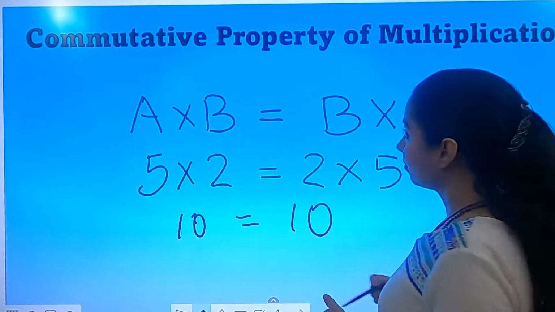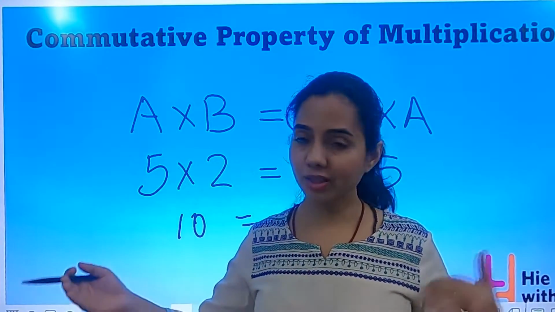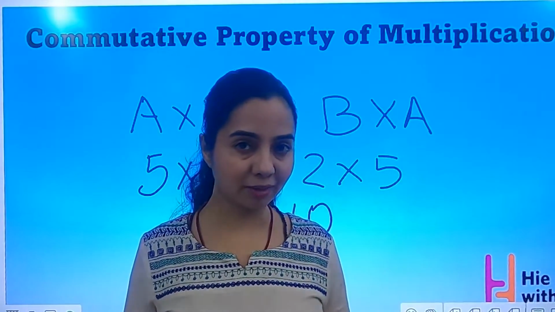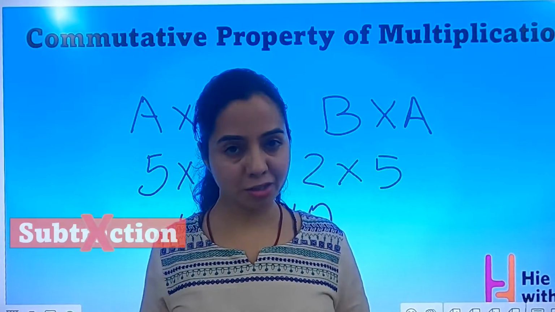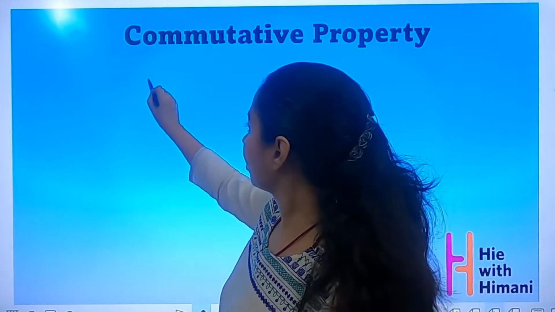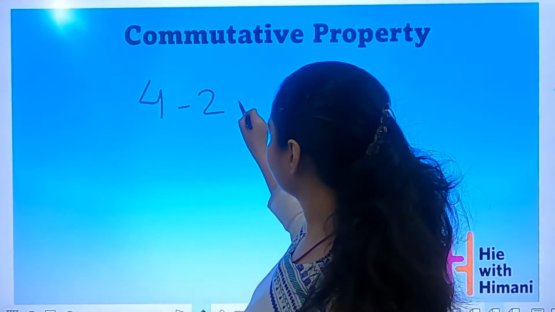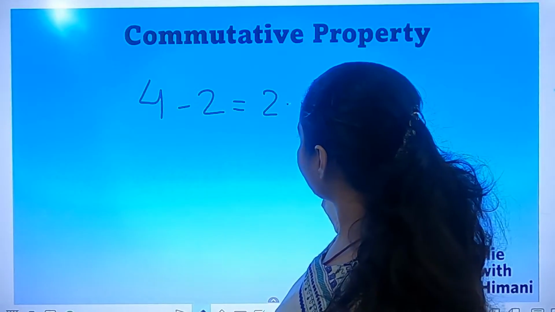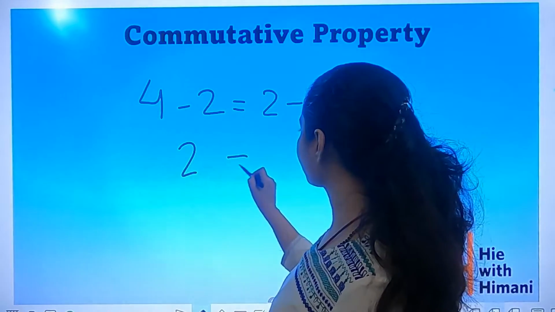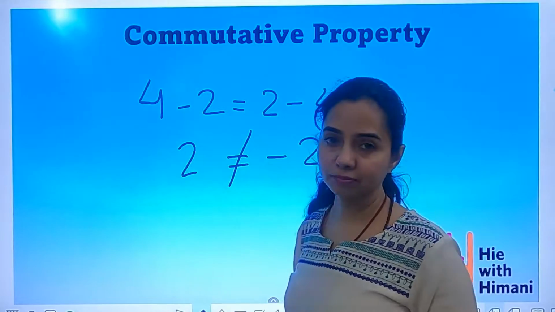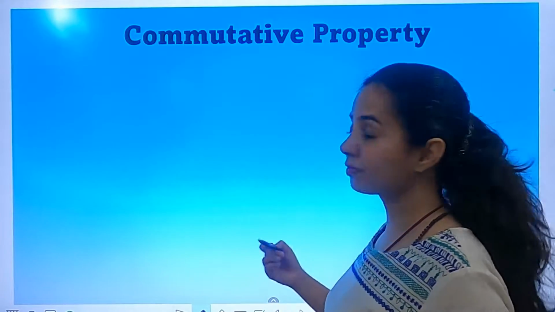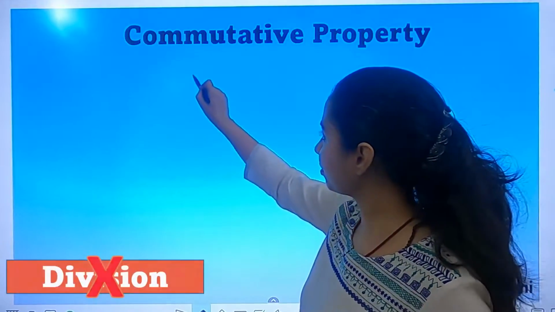Now, we are done with the commutative property of addition and multiplication. It is quite logical that this property will not hold true for subtraction and division. Do you want me to do it? 4 minus 2, do you think 4 minus 2 and 2 minus 4 will be the same? Definitely not. 4 minus 2 is 2 and 2 minus 4 is minus 2. It is not equal to each other. So it does not hold true for subtraction.